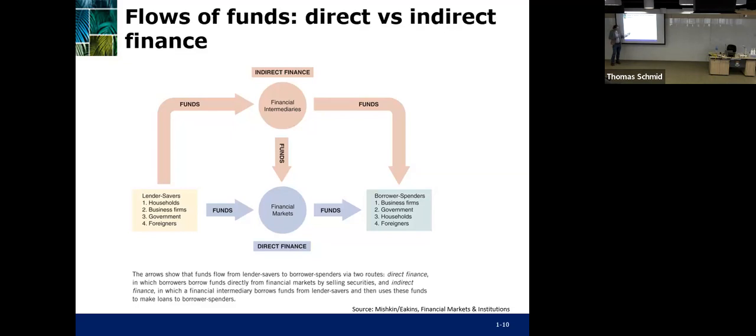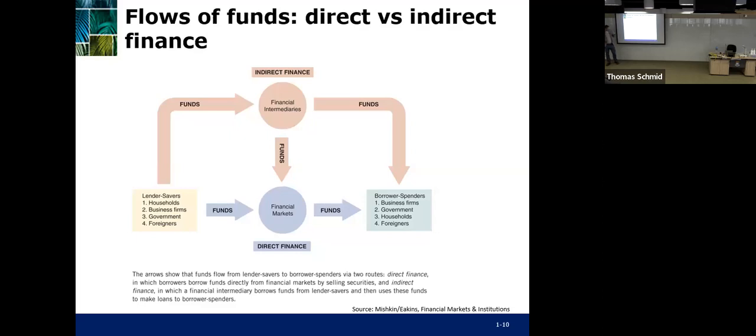If money can flow from the yellow box to the green box, this will be good, because then people who have excess funds will have an investment opportunity for their excess funds. And people who have need of funds can actually obtain the funds and probably start their business.